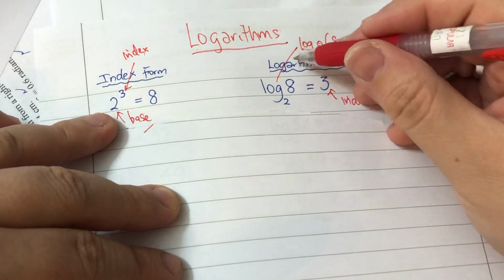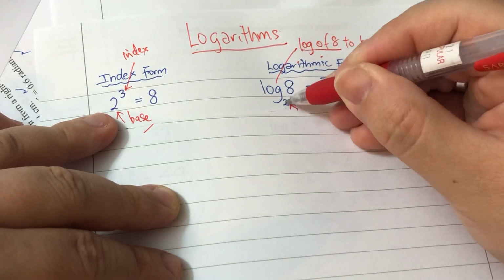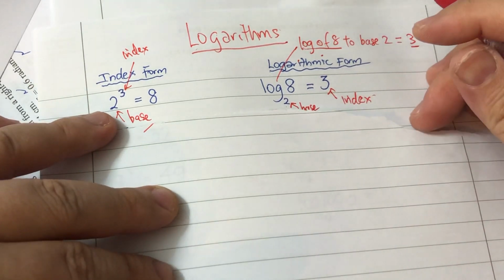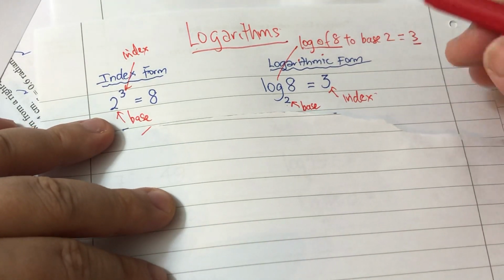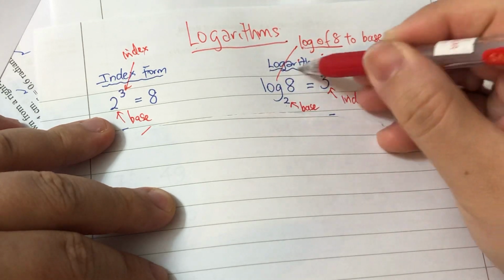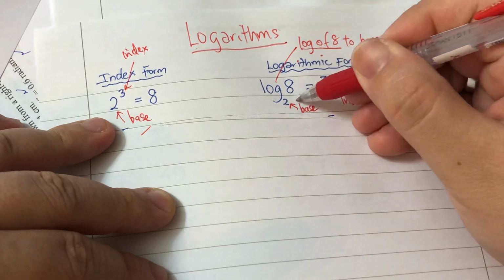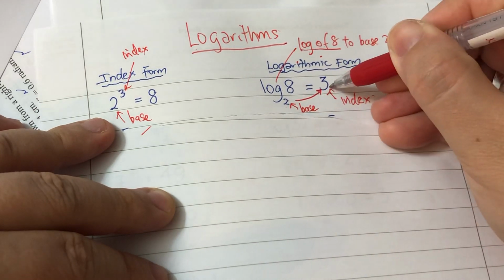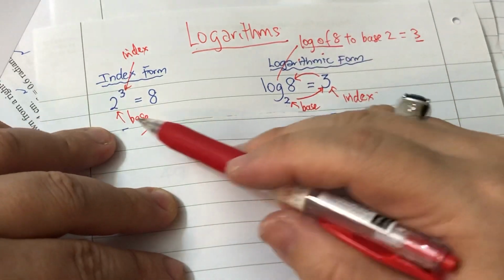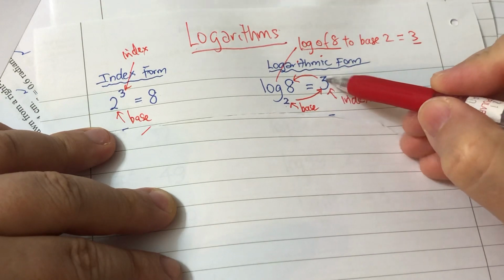Whereas for logarithmic form, this number that you put right at the bottom here is the base. Some of you will be able to see that the way to transform this into this is base to the power of 3 is equals to 8. Can you all see that? So 2 to the power of 3 is 8.